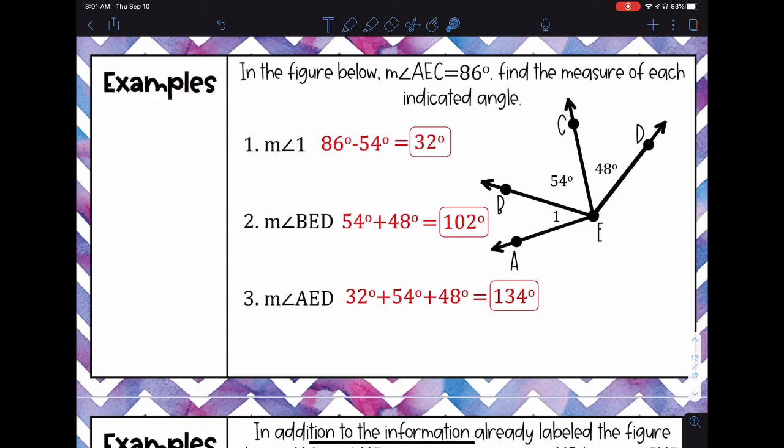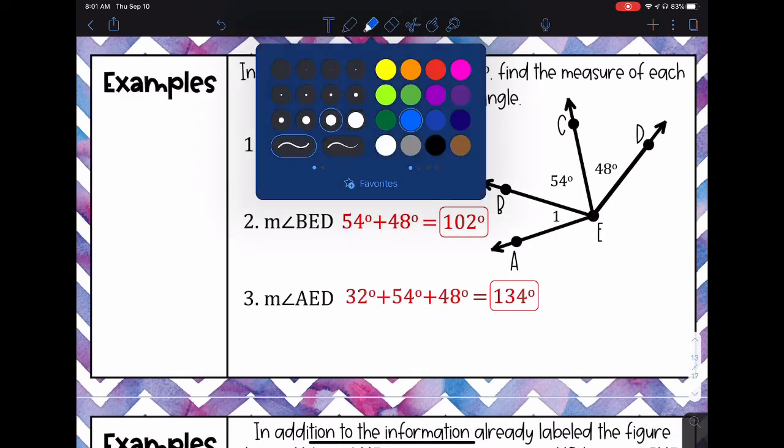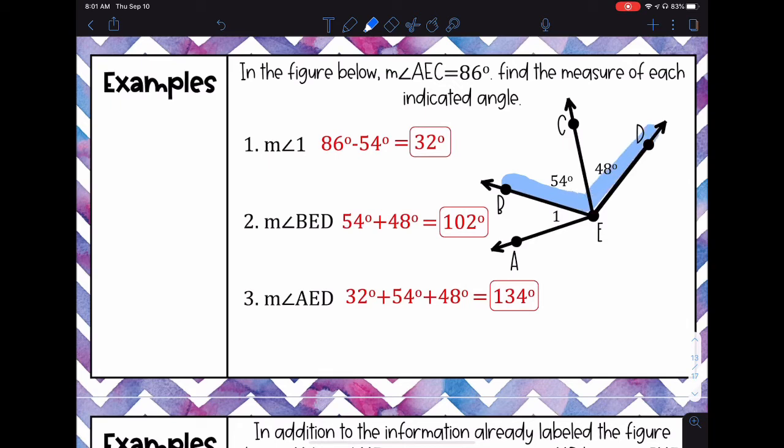The measure of BED. So I want BED. So what we're looking at is this total angle right here. So we're looking at this total here. It says, what is that measurement? Well, I know my two measurements. It's 54 and 48. So I add those two together, and it gives me 102. Okay, the next one says, what is the measure of angle AED? AED. So from A to E to D, I would have to take all three of these and add them up. All three.